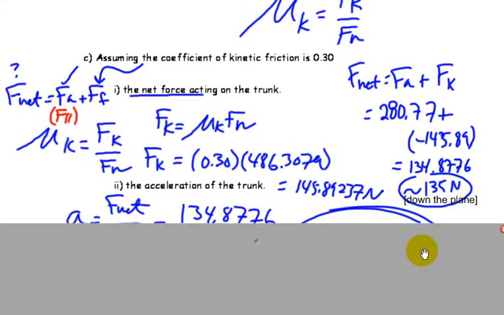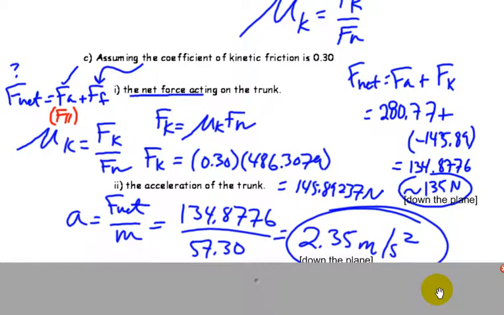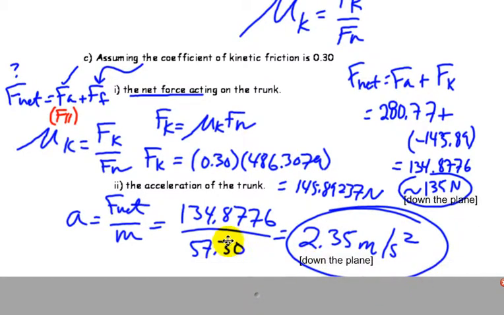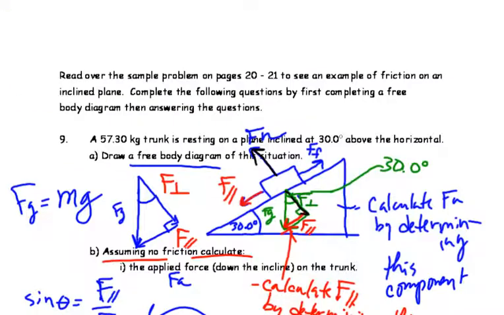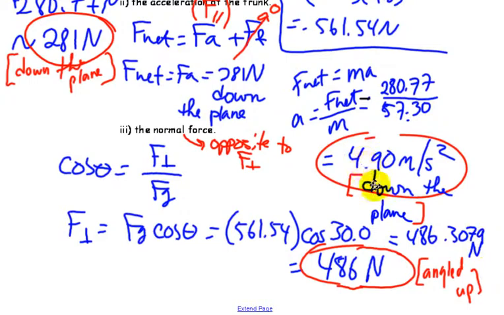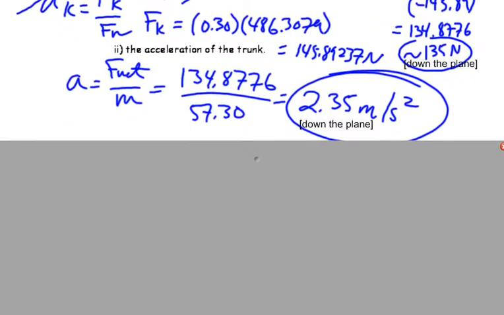The acceleration down the plane now will be different since friction was involved. So it only works out to be F net, 134.8776, divided by my mass, 2.35 meters per second squared down the plane. So you can see it's quite a bit less than the 4.90 that I had earlier when there was no friction.